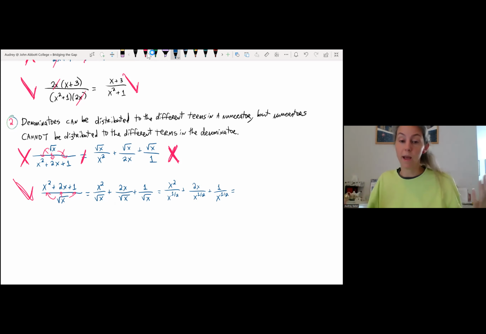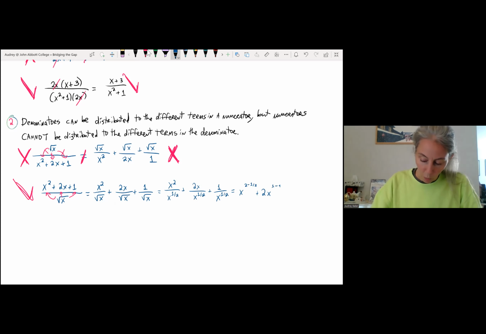And now I know my exponent rule that says I do the numerator minus the denominator, those exponents. So this is x to the 2 minus 1/2 plus 2x to the 1 minus 1/2, because there is no value, so I've got a little 1 hiding there. And then if I want to bring this 1 over x to the 1/2 up, which is really useful for calculus, then I'll have plus x to the negative 1/2.